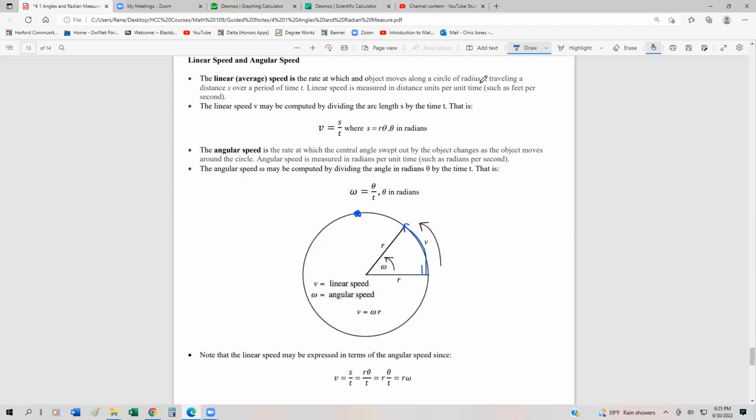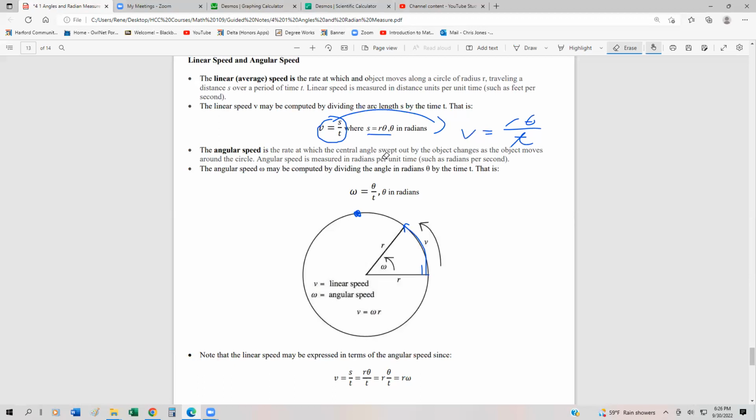And so what we do to figure that out is we can just take v equals s over t, where s equals r theta, where theta is in radians, okay? So another way to express v would be r theta divided by t, all right? So it's basically going to be the arc length over the time. So that's not too bad. That's exactly what a rate is, okay?